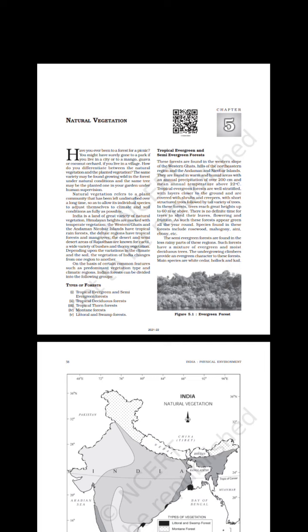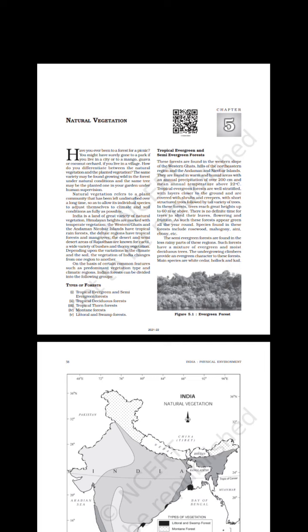These forests are found in the western slope of the Western Ghats, hills of the northeastern region, and the Andaman and Nicobar Islands. They are found in warm and humid areas with an annual precipitation of over 200 centimeters and mean annual temperature above 22 degrees Celsius. Tropical evergreen forests are well stratified, with layers closer to the ground covered with shrubs and creepers, with short structured trees followed by a tall variety of trees. In these forests, trees reach great heights, up to 60 meters or above.